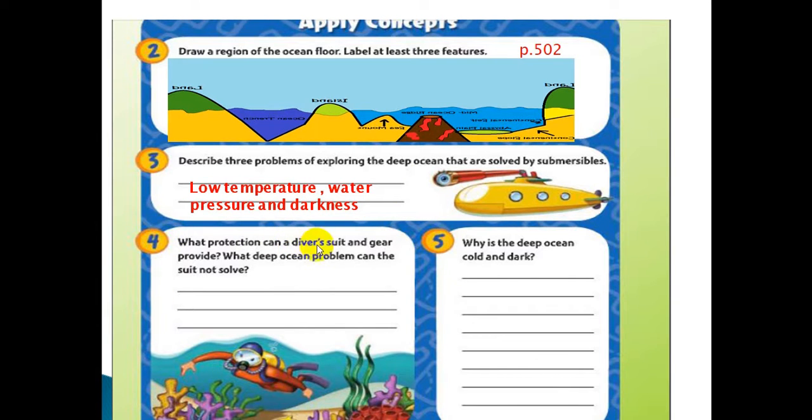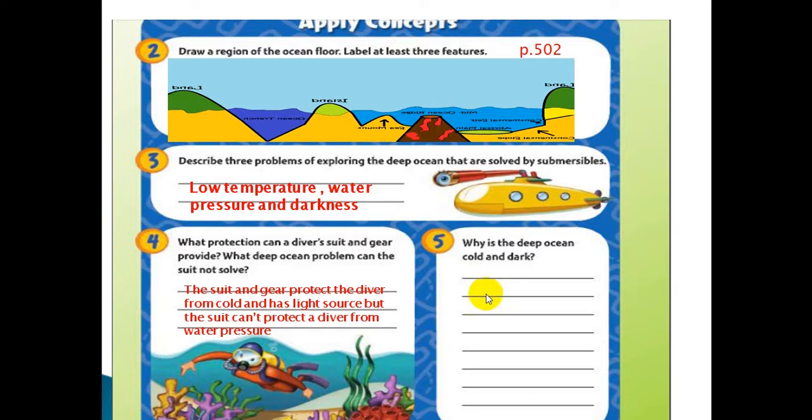Question 4. What protection can a diver's suit and gear provide? What protection can this diving suit provide for the diver? What deep ocean problem can it not solve? This diving suit can solve some problems, but also cannot solve some problems. Let's see what kind of problems the suit can solve. The suit and gear protect the diver from cold and have a light source. They can have a light source, and also they protect him from cold.